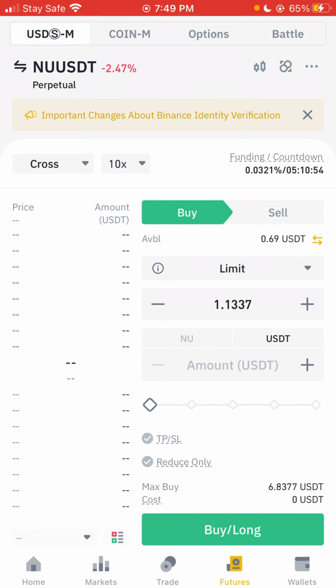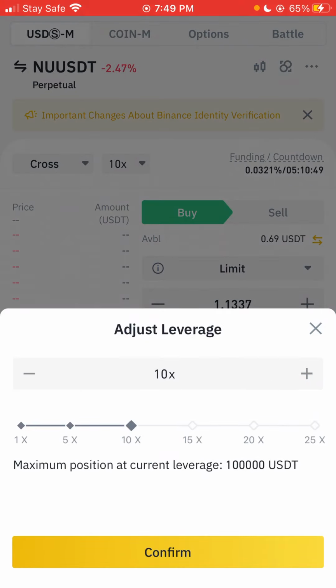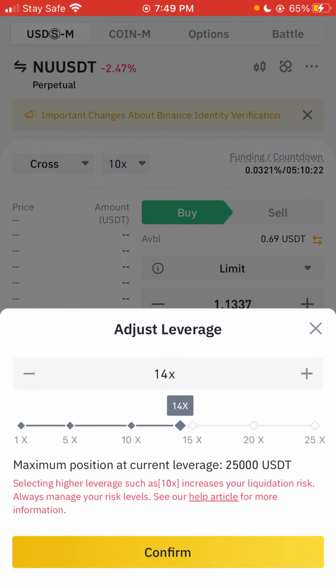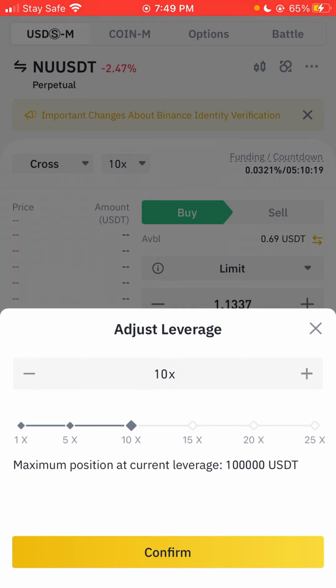Right beside this isolated is where we say 10x. Can you see where it says 10x? That is leverage. How can I put it? Leverage is like, let's say I'm having $100 and I put this leverage to be 1x. That means I'm trading with my $100. But if I put it here at 10x, it means I'm having 10 times 100.